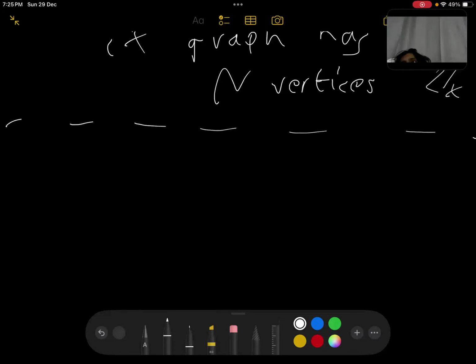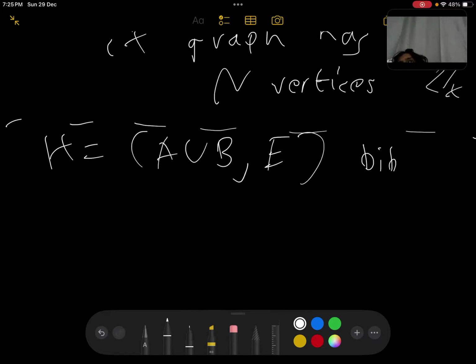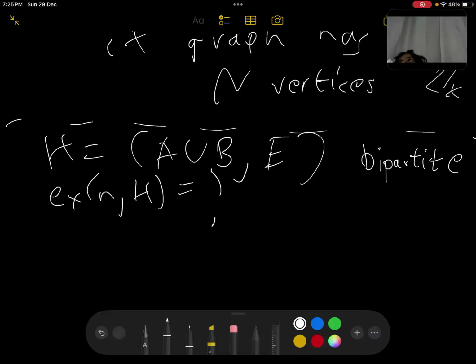But it's fine. So now what we'll do is, instead of looking at KST, we'll just look at H, which is some A union B, comma E, let's say, is bipartite. We'll only be focusing on bipartite graphs, but not necessarily complete bipartite. And we want to give an upper bound for ex(n, H). Let's say mod A is a and mod B is b.